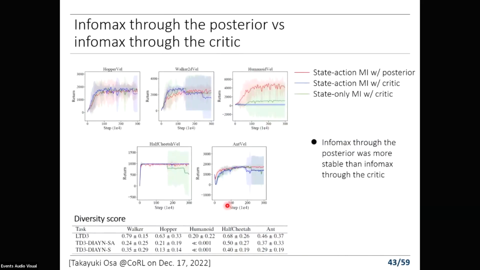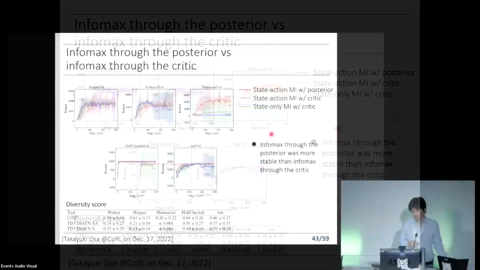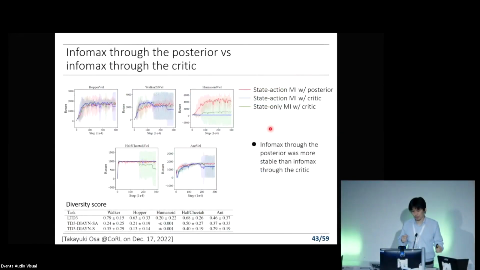We investigated this difference empirically. Here we use a task on MuJoCo, and we modify the velocity term in the reward function to intensify the existence of diverse solutions. In this task, we observed that maximizing state-action-based mutual information through the posterior led to the most diverse solutions with the most stable learning process.